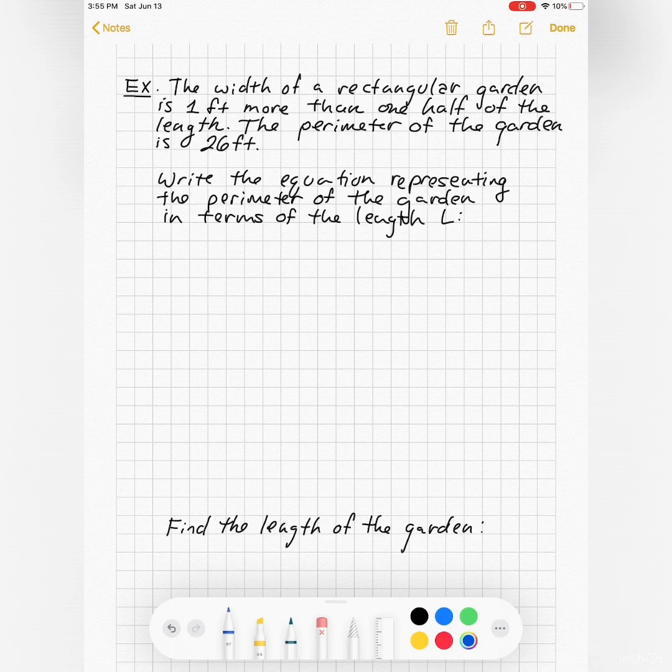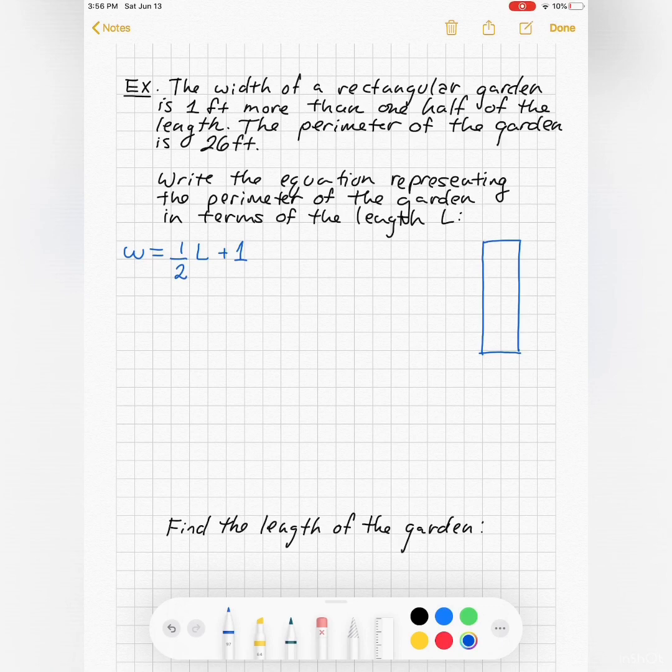I mean, I'd probably start out with a rectangle. Okay, let me see. What does the statement say? It says the width is 1 foot more than half the length. Half the length plus 1. Is that right? So the width is 1 foot more than half the length. That looks good.